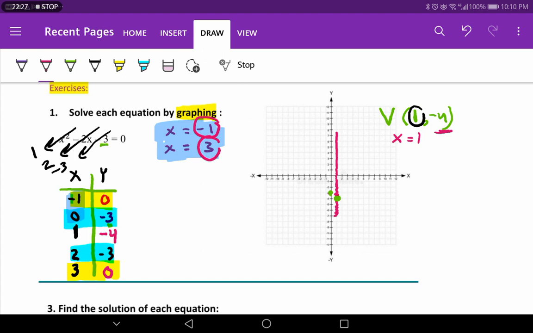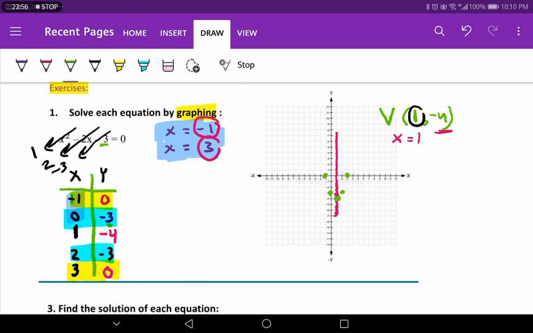Okay, so I will plot them now. -1 and 0 here, I will use the green. 0 and -3, it is done. 1 and -4, 2 and -3, it is here, the reflected point, and 3 and 0, it will be here.